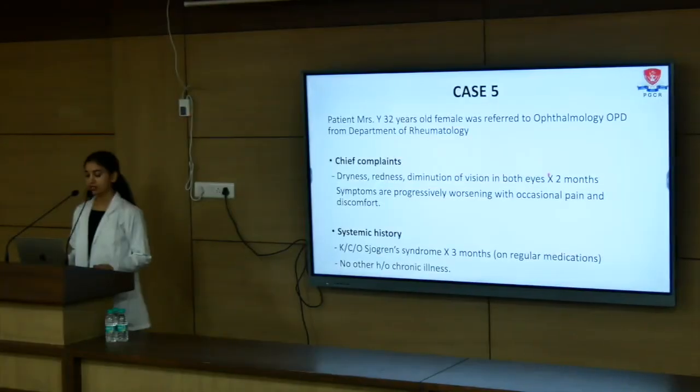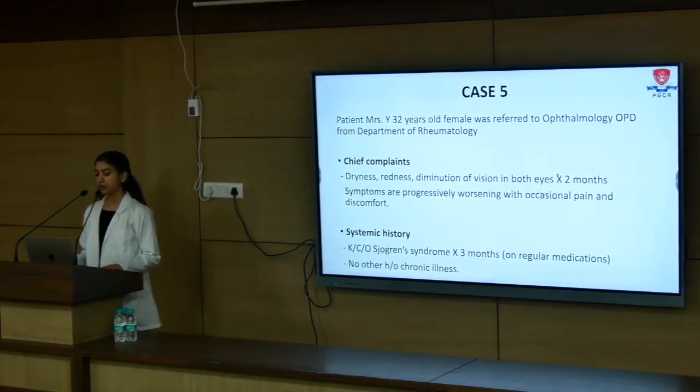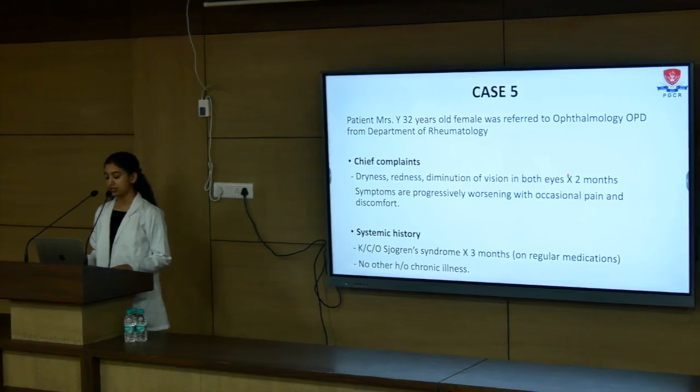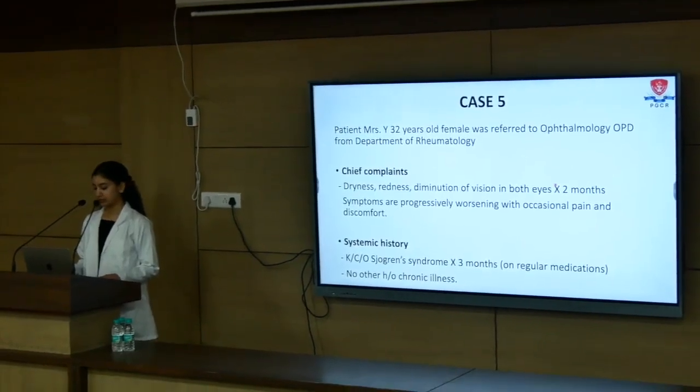Symptoms were dryness, redness, and diminution of vision in both eyes since the last 2 months. Symptoms were progressively worsening with occasional pain and discomfort. She was a known case of Sjogren's syndrome since the last 3 months and was on regular medication. There was no other history of chronic illnesses.